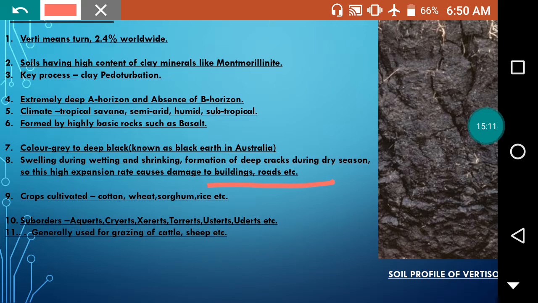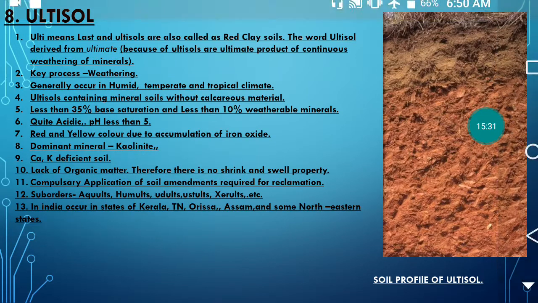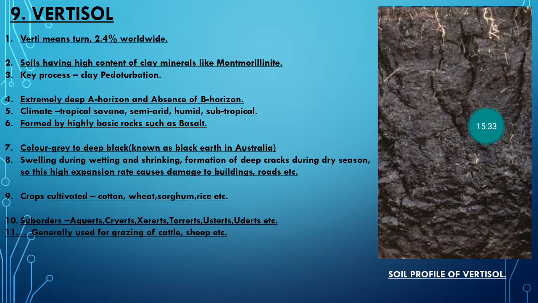Crops cultivated are cotton, wheat, sorghum, and rice. The suborders given are aquerts, cryerts, gyserts, torrerts, usterts, uderts. These suborders in vertisols are generally used for grazing of cattle and sheep. This is all about vertisols.